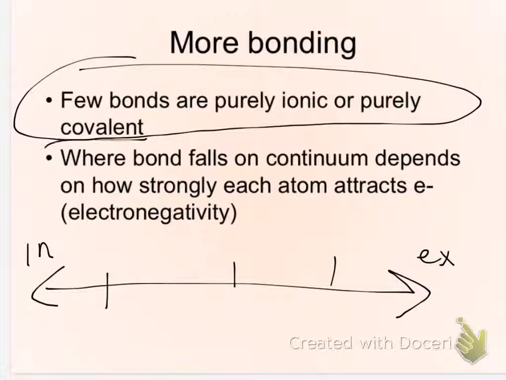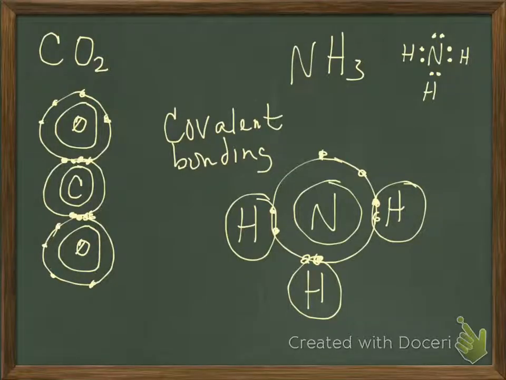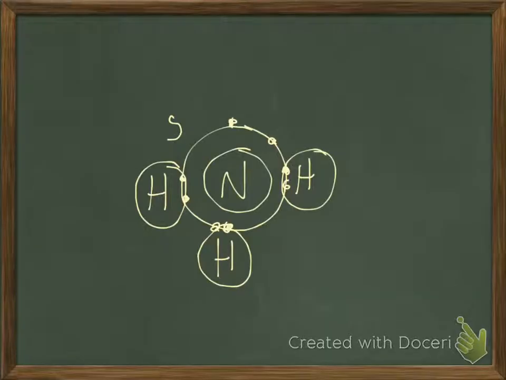So where a bond falls on the continuum depends on how strongly each atom attracts the electrons in that bond. Do you remember the picture we drew about electronegativity? Let's do that again. So I'm going to go back and borrow this drawing, copy, and paste it here. And this is, of course, ammonia, NH3.